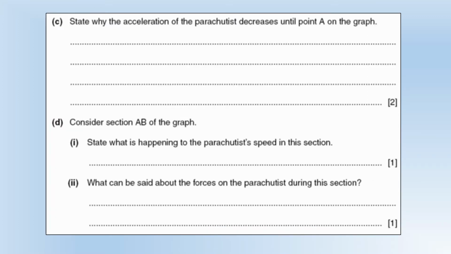So state why the acceleration of the parachutist decreases until point A. Well, it's just going to be air resistance. So as speed increases, drag, as I usually call it, increases. Drag is actually proportional to speed squared.